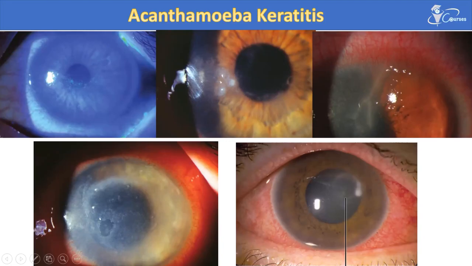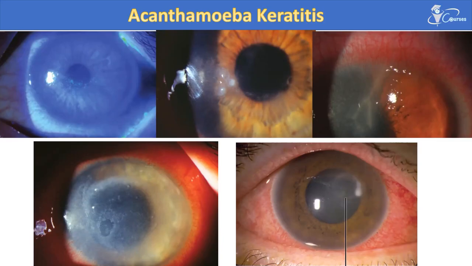You can see the epithelial breakdown. There are multiple stromal opacities representing the stromal infiltration, and a ring infiltration is starting. At this level there is also a severe infection and severe pain. This kind of ring infiltration is highly suggestive of acanthamoeba. Ring infiltration is not the initial presentation of patients with acanthamoeba keratitis, but it occurs as the disease progresses.